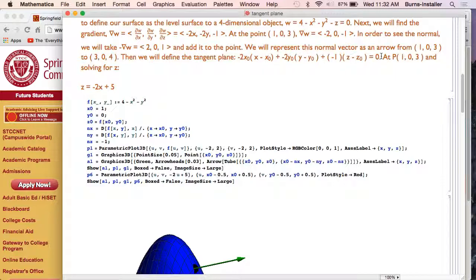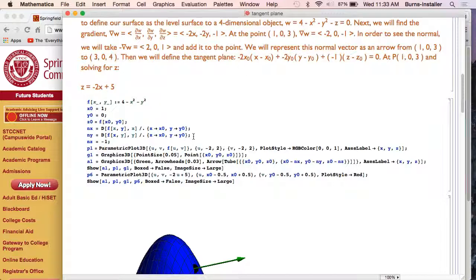Recall we did the equation of a plane. At this point, substitute in for x sub naught 1, substitute for y sub naught the 0, and for z sub naught substitute in the 3. And then solve for z, and that's what I did. So after making the substitution here, we get this for our tangent plane.